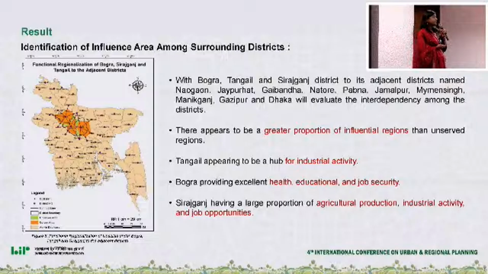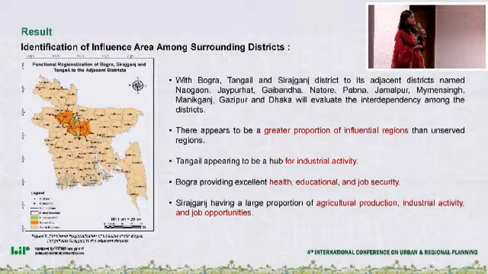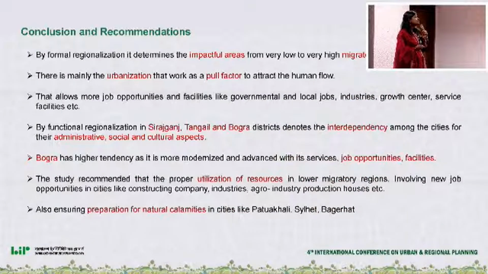Finally, we can say that there appears a greater portion of influential regions than unserved regions. Tangail appears to be the hub for industrial activity. Bogura provides excellent health, education and job security, whilst Sirajganj has a large portion of agriculture, production and others. By formal regionalization, it determines impactful areas from very low to very high migration. It mainly shows the pull factors, which is urbanization. It allows more job opportunities and facilities.